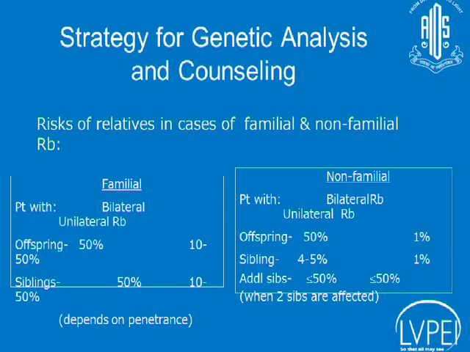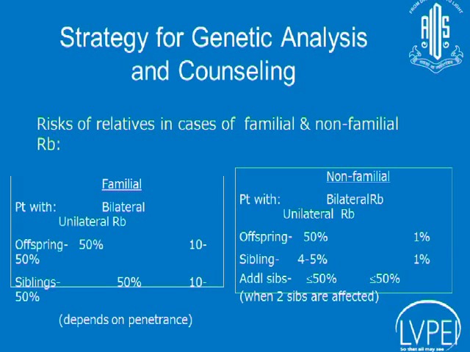This is the general strategy for genetic analysis and counseling. Relatives who may be at risk for familial and non-familial retinoblastoma have different levels of risk. In a familial case, if a patient has bilateral retinoblastoma, the children of that patient would have a 50% chance, assuming full penetrance, and siblings would again have a 50% chance. If it's unilateral, since only roughly 10% of cases are hereditary, you may have 10 to 50%. Again, it depends on the penetrance, but it could generally be about 10%.